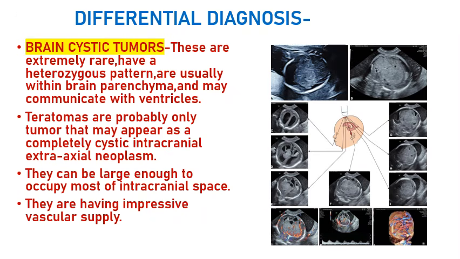Brain cystic tumors are extremely rare, have a heterogeneous pattern and are usually within the brain parenchyma, and may communicate with the ventricles, as compared to an arachnoid cyst, which does not communicate with the ventricles. Teratoma is probably the only tumor that may appear as a completely cystic, intracranial, extraaxial neoplasm. They can be large enough to occupy most of the intracranial space, like here we can see. No brain structure is identified separately, plus they have an impressive vascular supply.